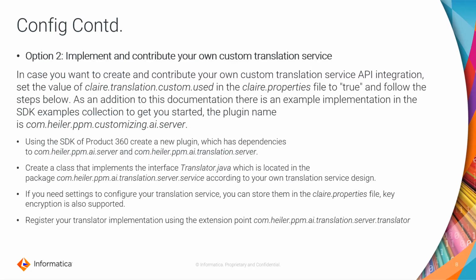Option two is to implement and contribute your own custom translation service. In case you want to create and contribute your own custom translation service API, set the value of Claire translation custom used to true and then follow the steps below. In addition to this documentation, there is an example implementation in the SDK examples collection. The plugin name is ComHider Customization AI Server. Please take a look at these steps so that you can customize that plugin and then use it.